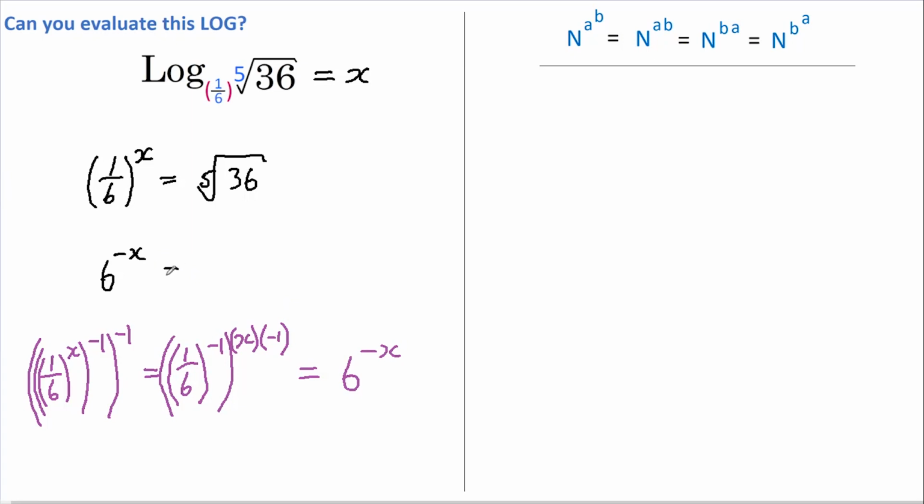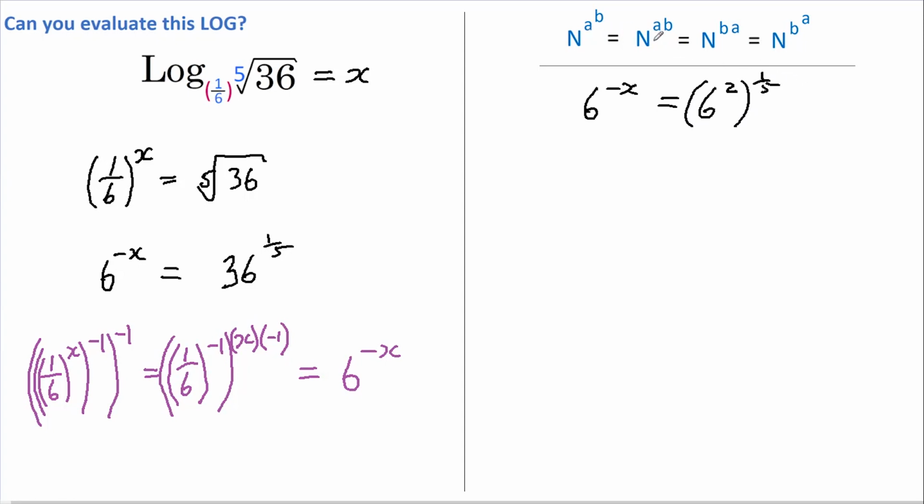Okay, moving forward, we can rewrite the right-hand side as 36 to the power of 1/5. A power of 1/5 is exactly the same as the fifth root. This then becomes 6 to the -x equals, and now I'm going to write this as 6 squared to the power of 1/5.